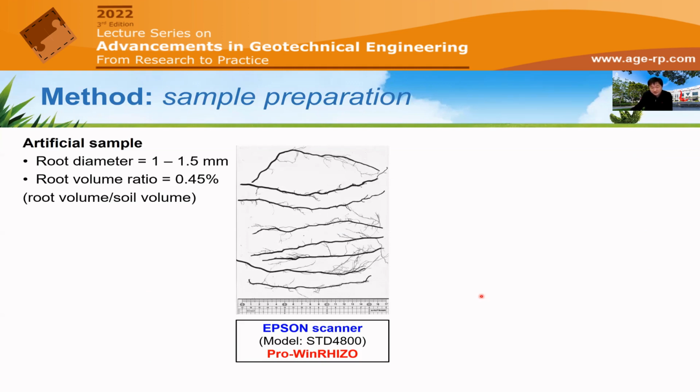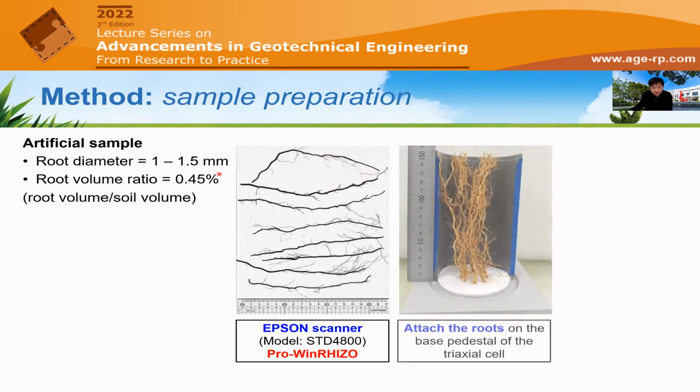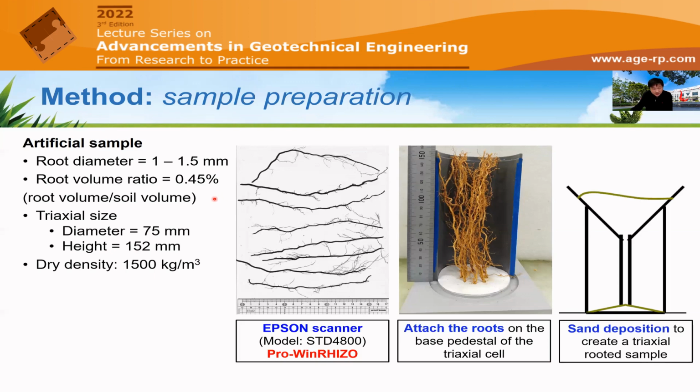What we did is we collected some tillers of vetiver from the nursery, and then we collected individual roots within a range of diameters, so that we know exactly what type of roots we are working with in the specimen. By putting all these roots together in the triaxial mould, we have a root volume ratio of 0.45%, which is defined as the root volume divided by the whole soil volume within the triaxial sample. This is quite commonly within the range of root volumes we find in the literature. That is the triaxial specimen size, which is pretty standard, and the density we're working with is 1,500 kilograms per meter cubed.